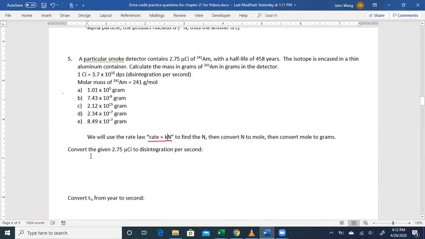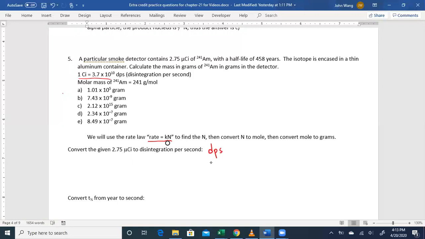Okay, so to do that, we first need to do some conversions. One conversion is we convert 2.75 microcuries to the so-called disintegrations per second. The shorthand notation is DPS. That pretty much gives us how many of those radioactive nuclei decayed, so that gives us some idea about how many radioactive nuclei are in the sample. To do that, you are using a few equations here.